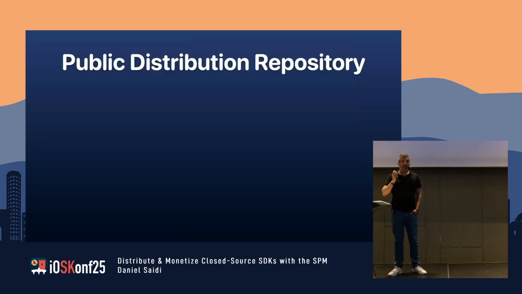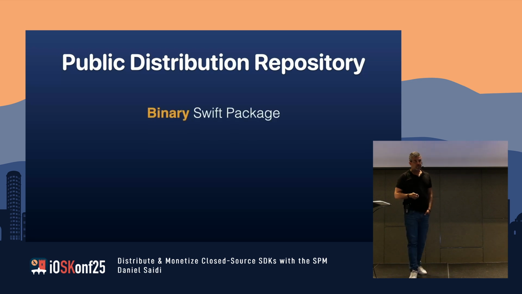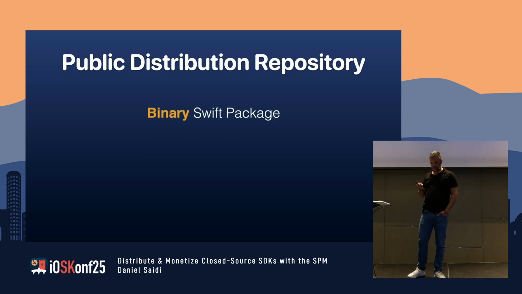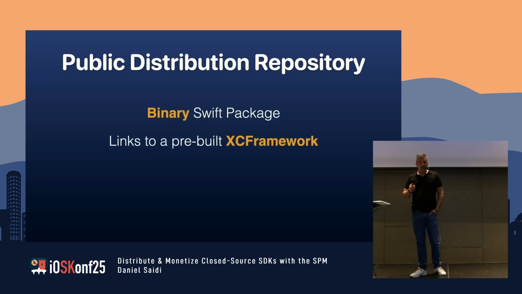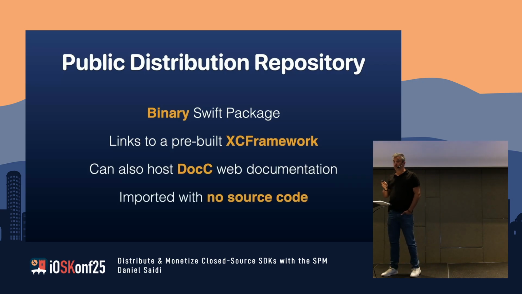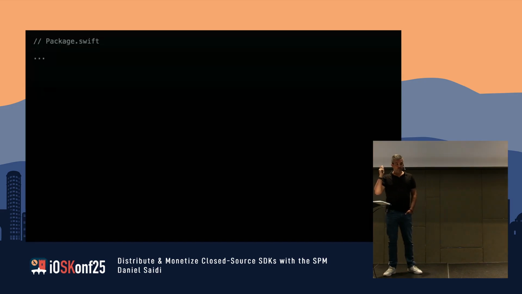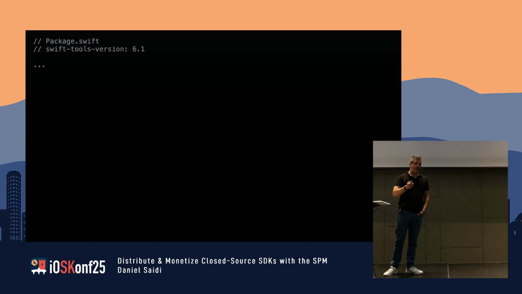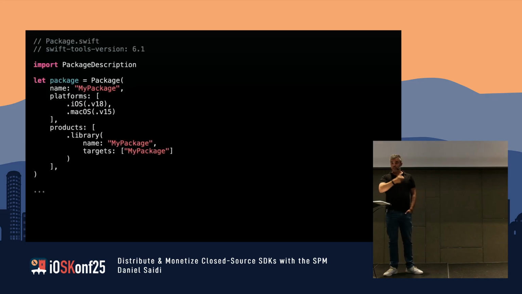Instead, we're going to take a look at how to create a public distribution repository. This is going to be something called a binary Swift package. This is going to link to a pre-built XCFramework. It can also host DocC, web documentation, and it's going to be imported without source code. So this is something that you can ship as a product. We start in the same way. We define a Swift version. We define the package and the product.